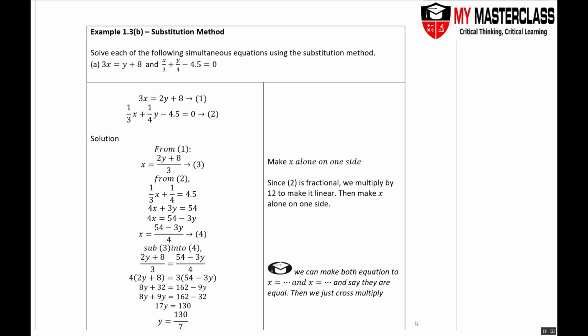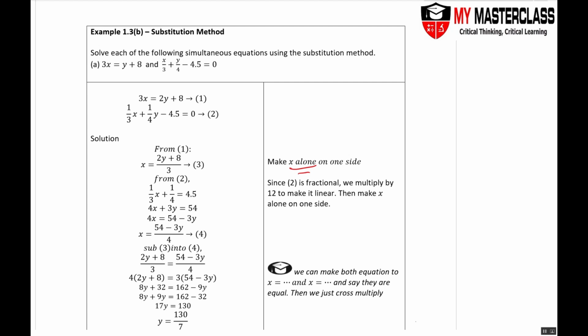Now this is the second method, what we call the substitution method. What you have is an example using the substitution method. Equations 1 and 2, same thing. This one, we work a bit differently. We work from both equations 1 and 2. Our goal is to make x alone on one side, which means x equals to something.